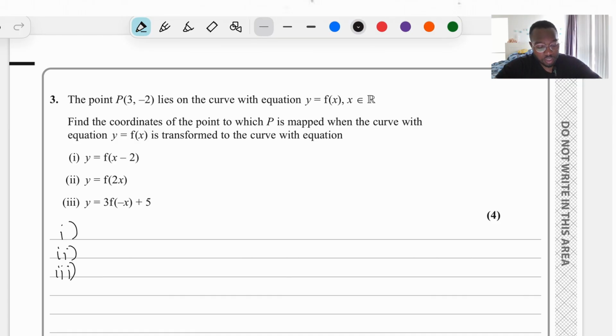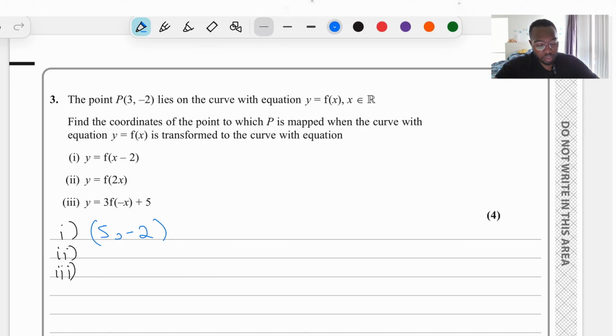With the first one, we have y equals f of x minus 2. So with that one, that's like f of x minus a. When we have something like that in that transformation, it's just being shifted to the right by 2 units. So if we have (3, -2), the x coordinate is being shifted to the right, so it's plus 2, and that's it. So for the first one, it would just be (5, -2). Just remember with this one, when it's an x minus a value, it's always being shifted to the right. If it's x plus, it'll be shifted to the left.